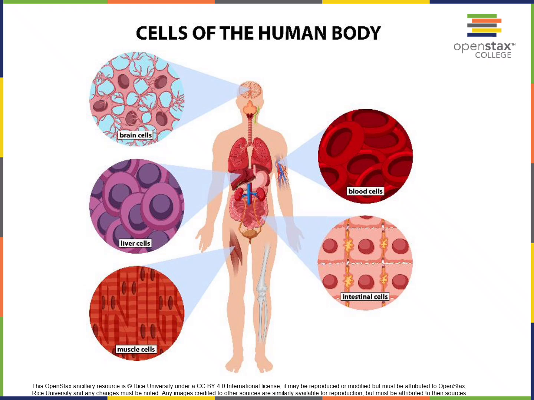The human body has a bunch of different types of cells. All of these different types of cells work together to allow us to complete our daily activities. Your brain has nervous cells. Your liver has cells, they are called hepatocytes. Your muscle cells, your intestinal cells, your red blood cells, all kinds of stuff.